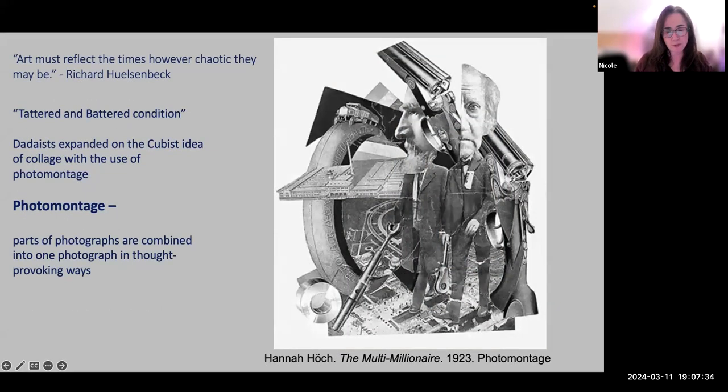A member of the Berlin Dada, Hannah Hoch, was one of the first Dadaists to expand on Cubist principles with photomontage, merging parts of photographs in thought-provoking compositions.